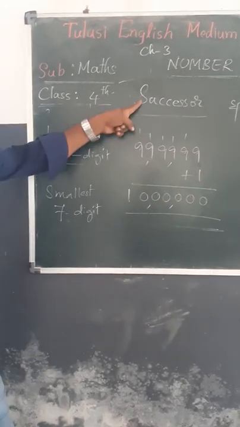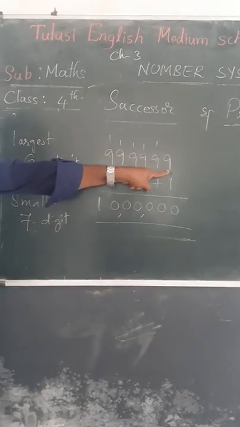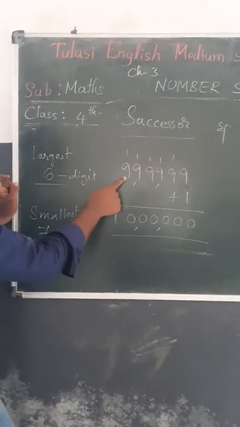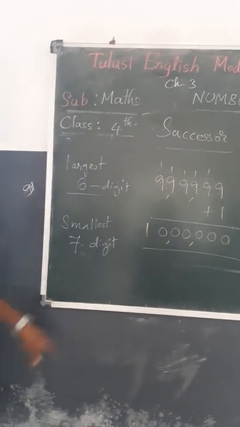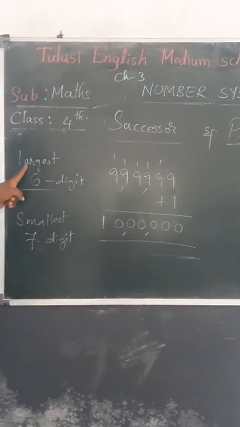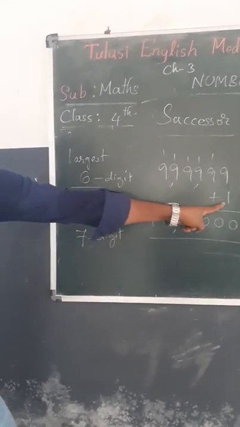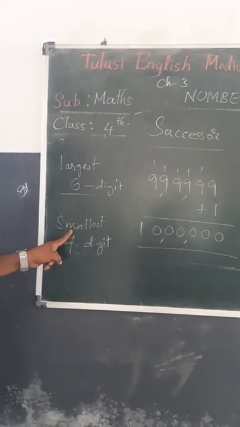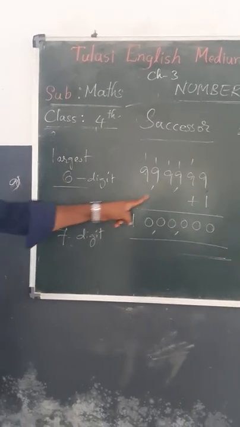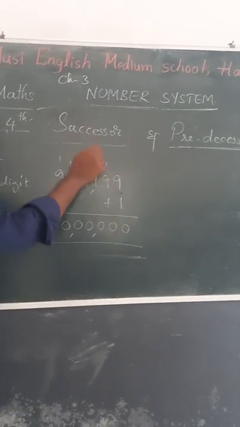See, successor of 9,99,999 is 10 lakh. 9,99,999 plus 1, that is 10 lakh. It is the smallest 7-digit number. Earlier it was the largest 6-digit number. When we add 1 to this number, we got the smallest 7-digit number. This is the successor of this number.